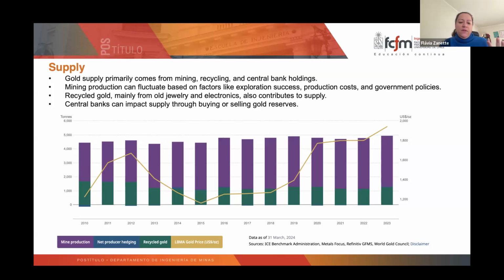Here we have the graphic, on the, I would say, violet, I'm sorry, I forgot the name of the color. In the violet color, we have the mine production values. And in the dark green, we have the recycled gold. And the gold line is the price variations. And then we can see here that in 2012, it started going down until 2015.